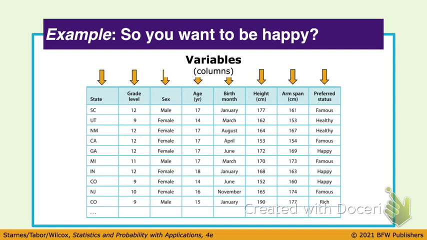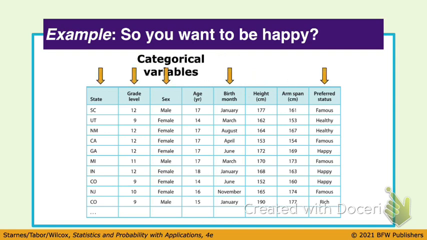All right, here we go. Categorical. From left to right, which of the variables are categorical? State, grade level, sex, birth month, and status. Very good. So, did anyone think that grade level was actually quantitative? Yeah, that one's a little tricky there, right?